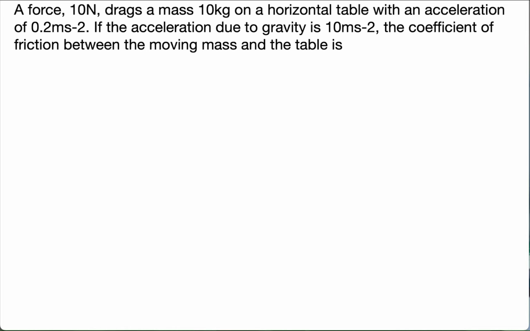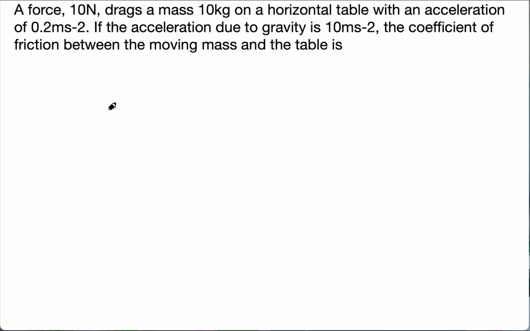This is a JAMB physics problem. It says that a force of 10 Newton drags a mass of 10 kilogram on a horizontal table with an acceleration of 0.2 meters per second squared. If the acceleration due to gravity is 10 meters per second squared, what is the coefficient of friction between the moving mass and the table?